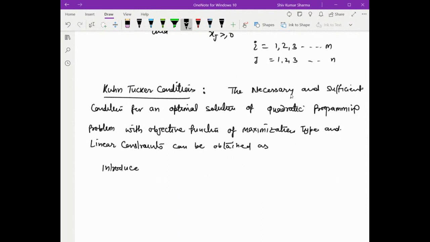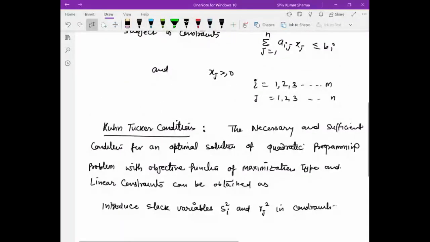So introduce slack variables which are non-negative slack, that means si square, and rj square in constraints, and solve the problem as a linear programming problem.